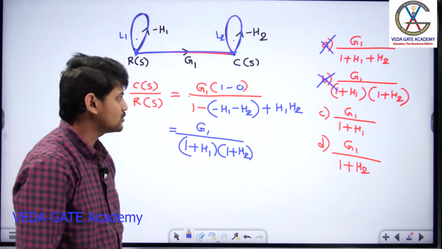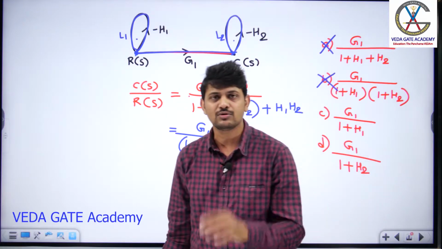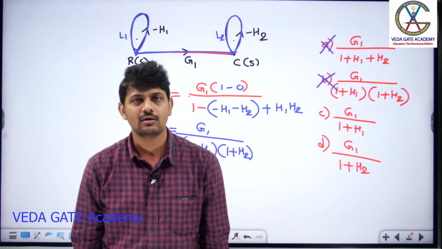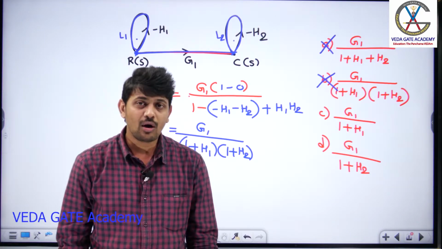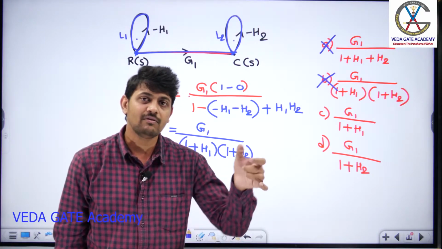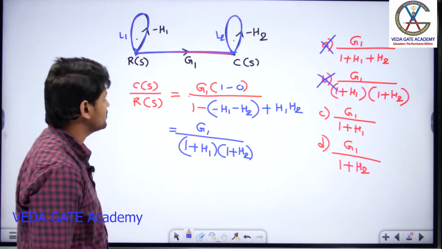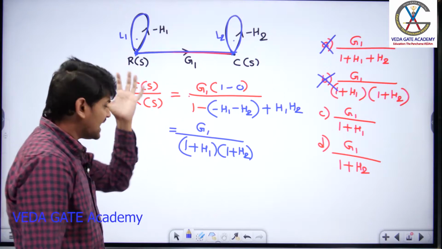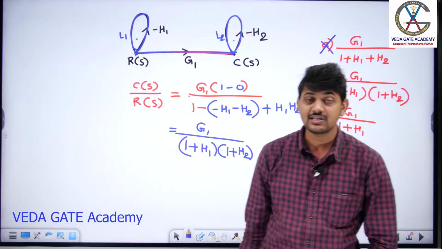Why is it wrong? If you blindly apply Mason's gain formula between any two nodes in the given question, then definitely you will get a wrong answer. Because Mason states that the formula is applicable between the output node and the input node. Now, if you clearly focus on the given question, can I say C of S is an output node, an input node, or a mixed node? I can say C of S is a mixed node.